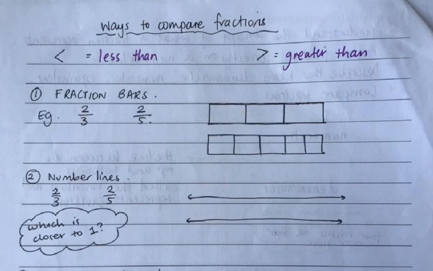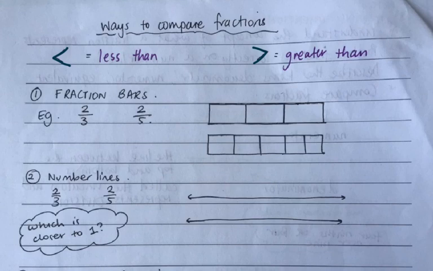We can also use number lines as well as fraction bars to compare fractions, and this is where we use our comparison signs. So we have this sign here which equals less than, and we have this sign here that equals greater than. So let's look at an example, which is to compare the fractions 2/3 and 2/5, and we're going to look at 3 different ways to compare them, and we're going to see if they're all accurate, and they should give us all the same answer.